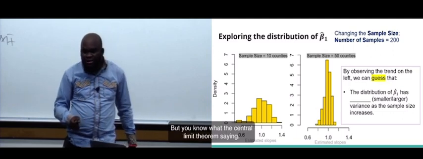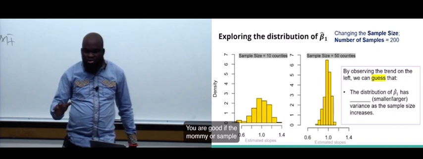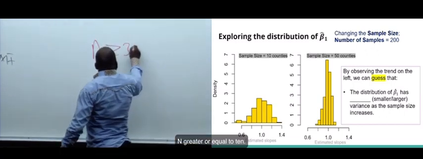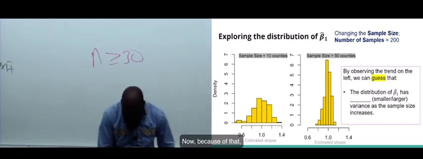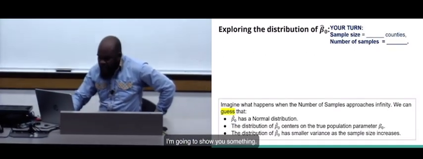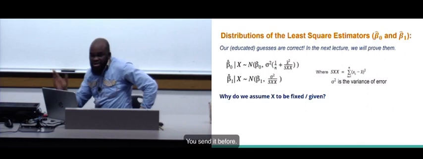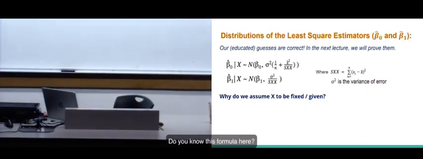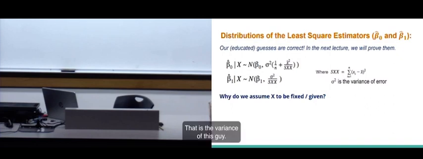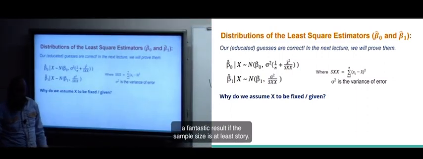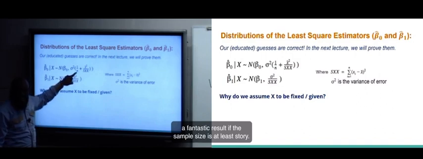But the central limit theorem says you are good if your sample size is 30. I'm going to write that down: greater than or equal to 30. Because of that, I'm now going to show you something. Take a look at what I have. You've seen it before. Do you know this? The formula here is the variance of this guy. This particular formula will give you a fantastic result if the sample size is at least 30.